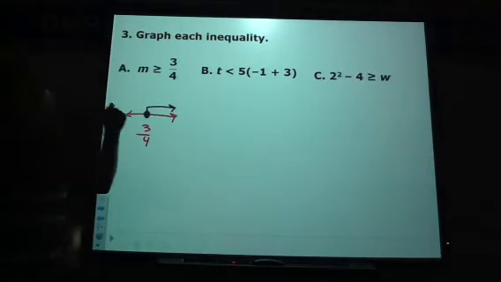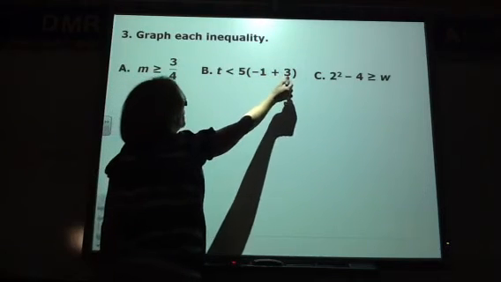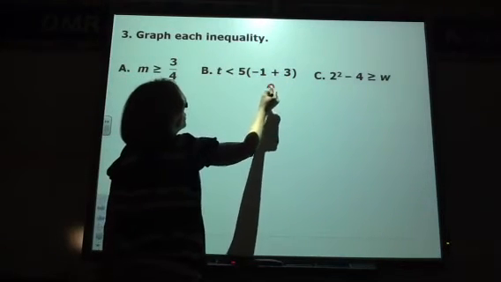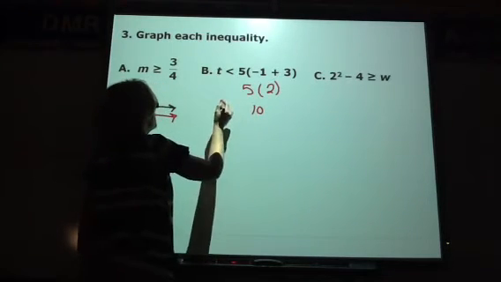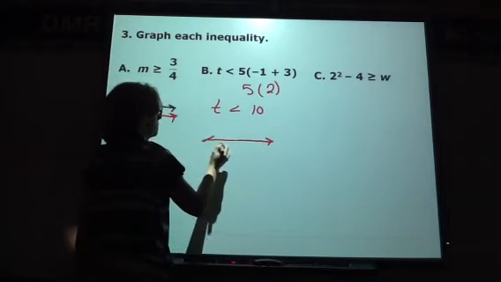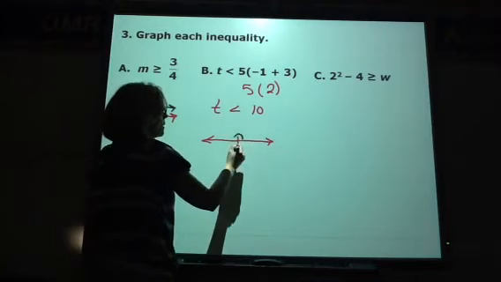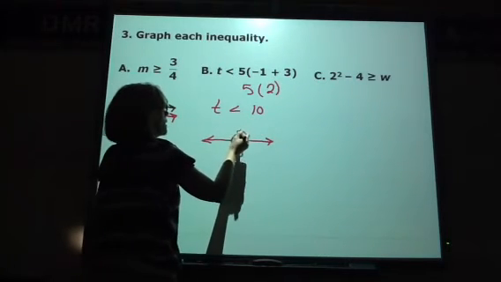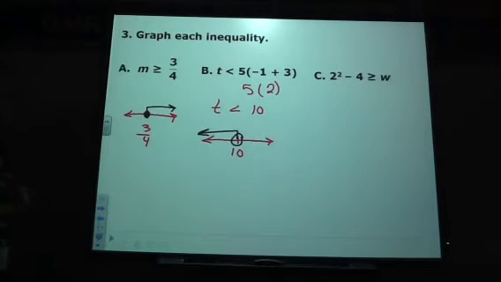Okay, on B, we need to simplify the right side of this inequality. So -1 plus a positive 3 is 2. 2 times 5 is 10. So T is less than 10. So 10 is not part of my solution, so it's an open circle, and the solution set is all real numbers to the left of 10.